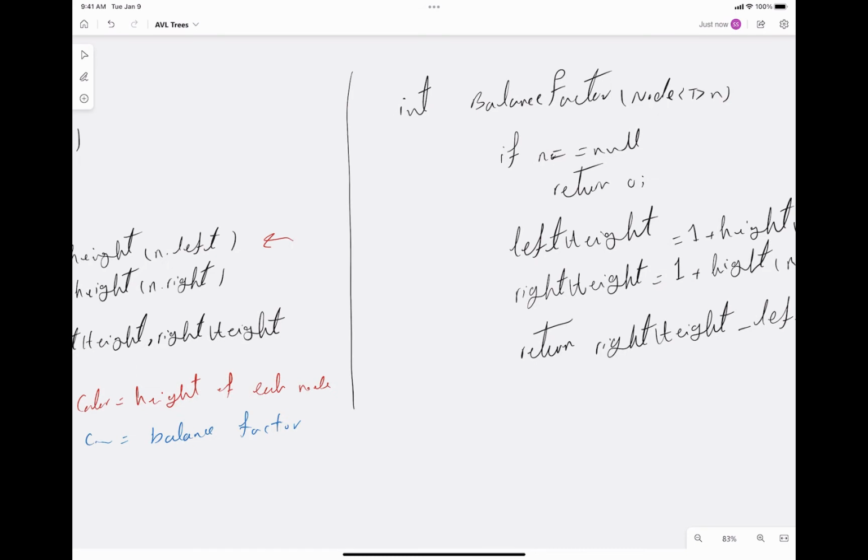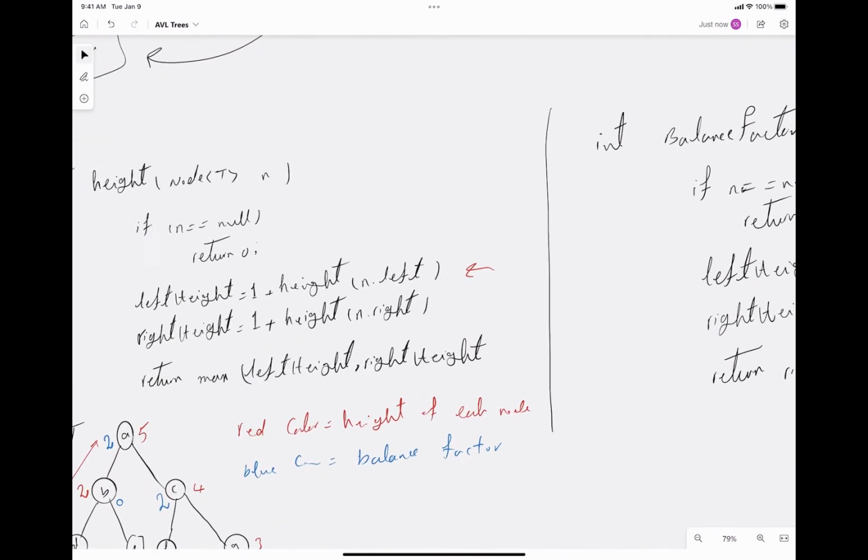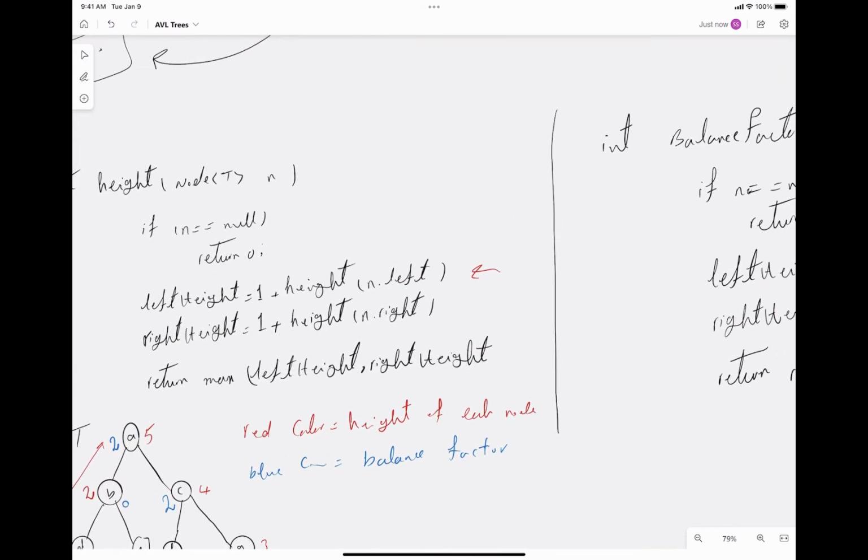So after learning the balance factors and also the height of a node, we're going to see how we can actually write or create AVL trees, which are self-balancing and fix the problems, if they exist, when we're inserting a node or deleting a node.